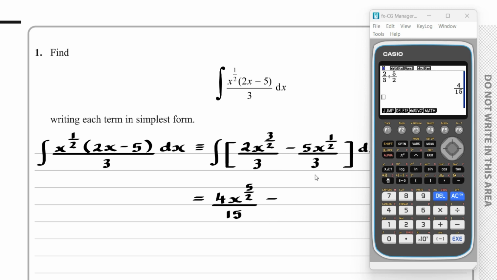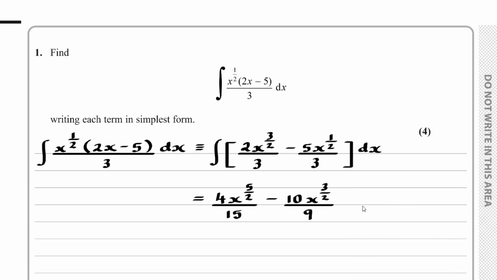And then we subtract the integral of 5x to the 1/2 all over 3. Well, if I add 1 to the power, x to the 1/2 plus 1, that's x to the 3 over 2. And now we need to divide by the new power. So we have 5 over 3 divided by 3 over 2, which is 10 over 9. So integrating 5x to the 1/2 all over 3 is equal to 10x to the 3 over 2 over 9.